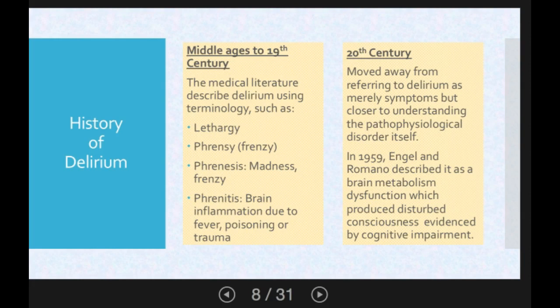Delirium was thought to be a somatic disease by Hippocrates, but by the 20th century, it is now considered a consciousness disorder.